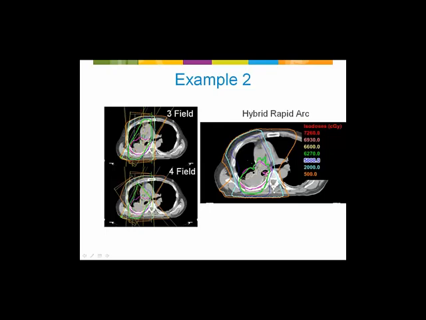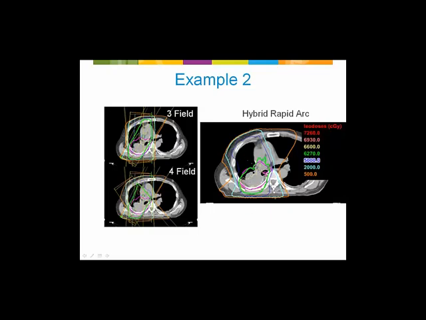Okay? As for V5, we wanted to keep that less than 60%. We've seen an average of 51 in those plans with a range of 44 to 60. V20, less than 30%. We've seen an average of 28 with a range of 24 to 32. And finally, the mean lung dose, we wanted to keep that less than 20, and the average has been 18.